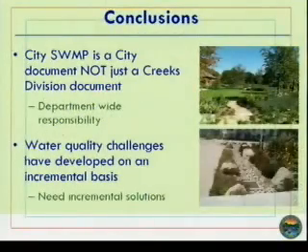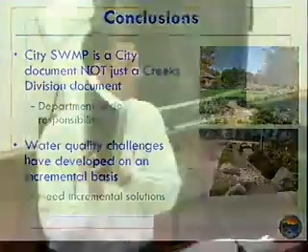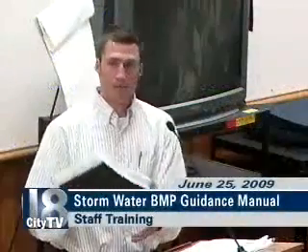Conclusions. So I'm wrapping it up now. We've taken you through all the chapters of the manual, taking you through some examples of some tier 1, 2, and 3 projects. And in conclusion, the stormwater management program, the document that was held up earlier by Autumn, is a document that was just approved in January, that's required by the Clean Water Act. It's a document not just for the Creeks Division staff, but it has department-wide responsibility, an element of which is the BMP manual, which applies to post-construction, new and redevelopment.